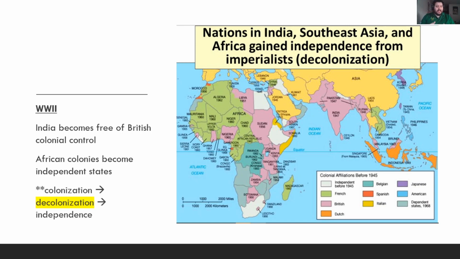We see this general cycle of initial colonization, then decolonization, where we slowly see colonial rule remove itself, and then independence afterward, the becoming of an independent state once colonial rule has gone out, and that sovereignty is established for the people who live in these spaces, by the people who live in these spaces.